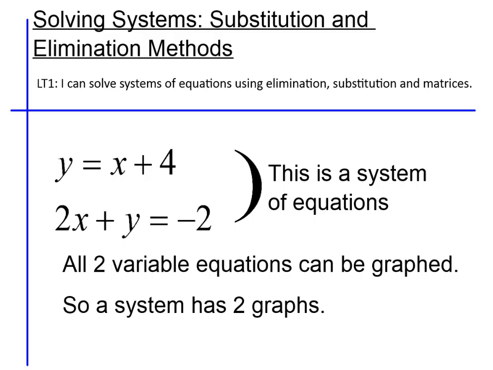So what we're looking at right now, y equals x plus 4 and 2x plus y equals negative 2, is a system of equations. It is two equations that have two variables. Do know that all equations that have both an x and a y can of course be graphed. So I would like to take a look at what the graphs of these two equations look like so we can start to understand what it means to solve a system and what the answers to a system really do mean.